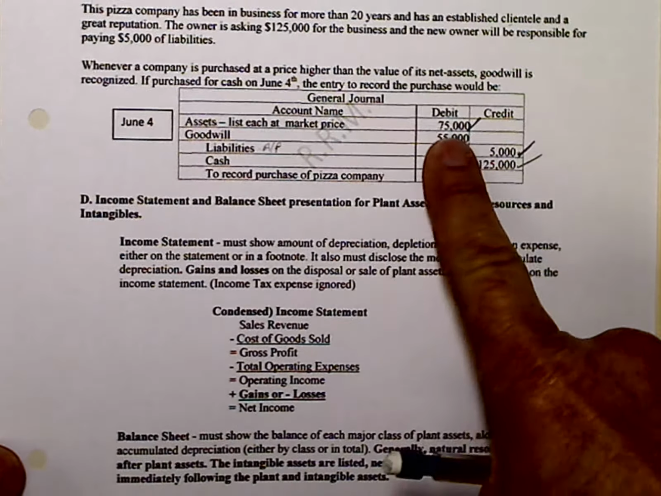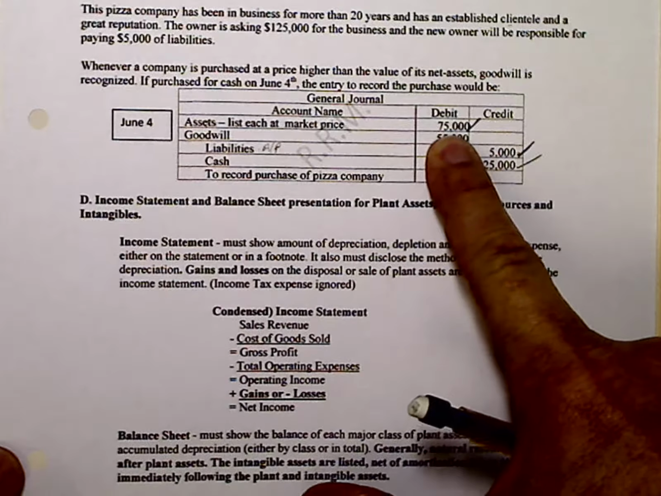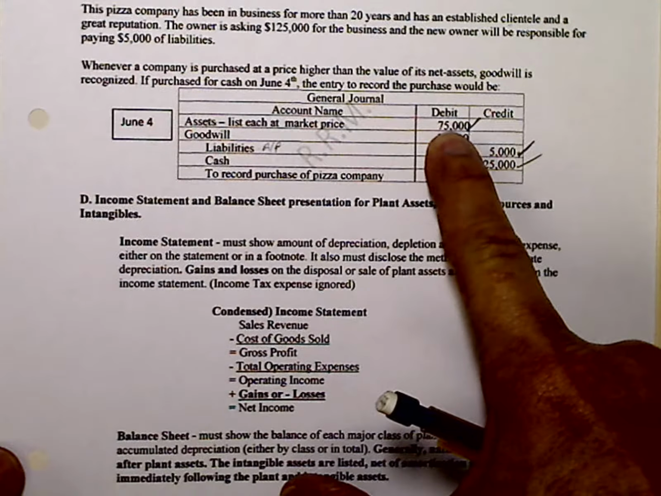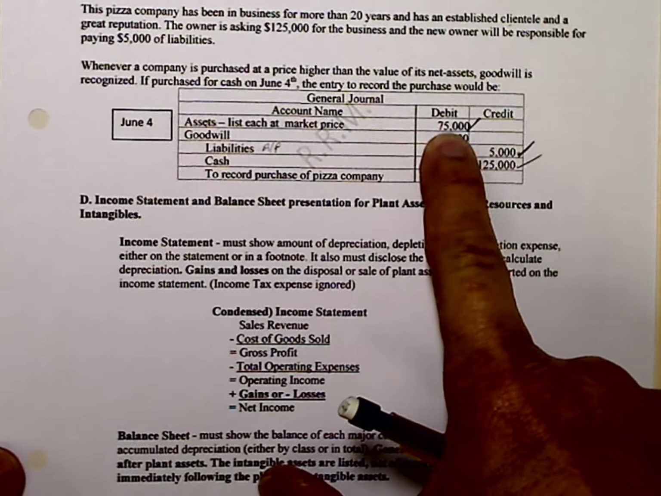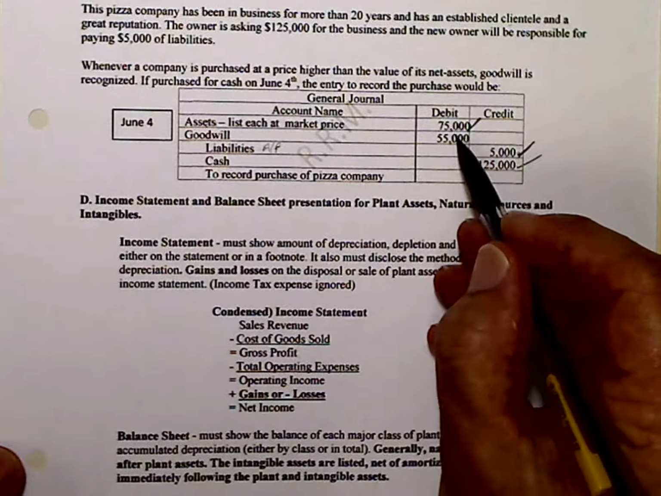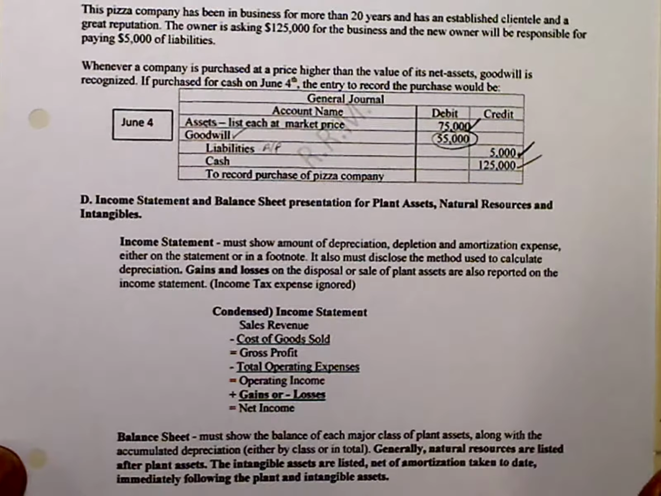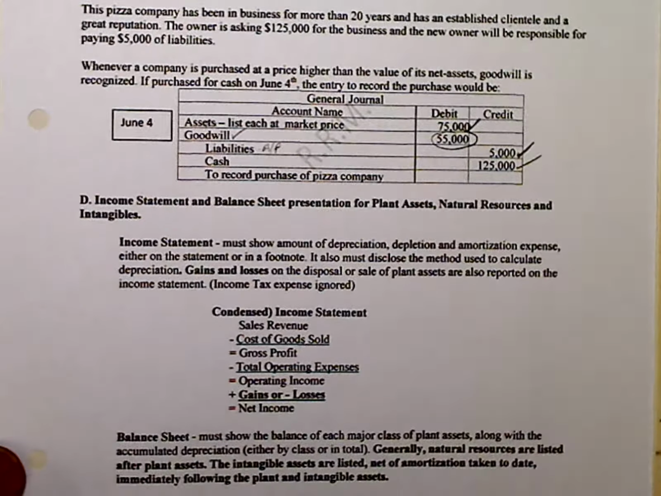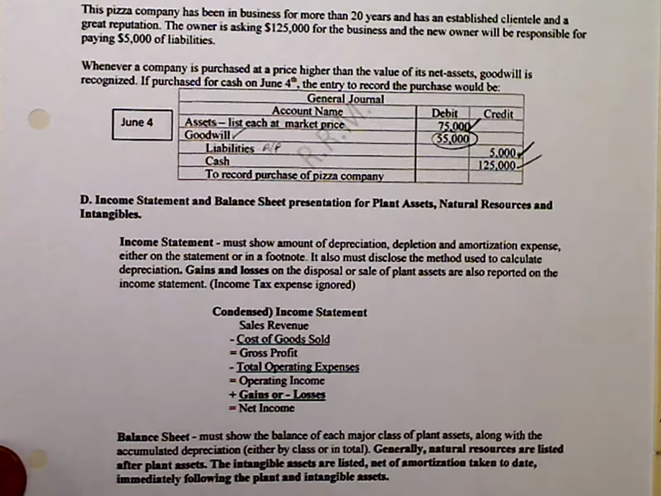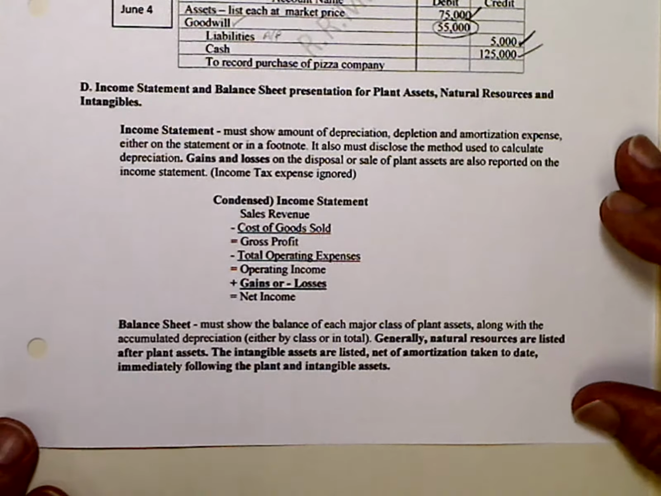The missing number here, you're given everything. We know the market value of the assets is 75. We know that 5,000 in liabilities. We know what we paid for it. The excess is recorded as goodwill, an intangible asset. Let's hope it works out. Hope they've got a good reputation and hope we can continue that.